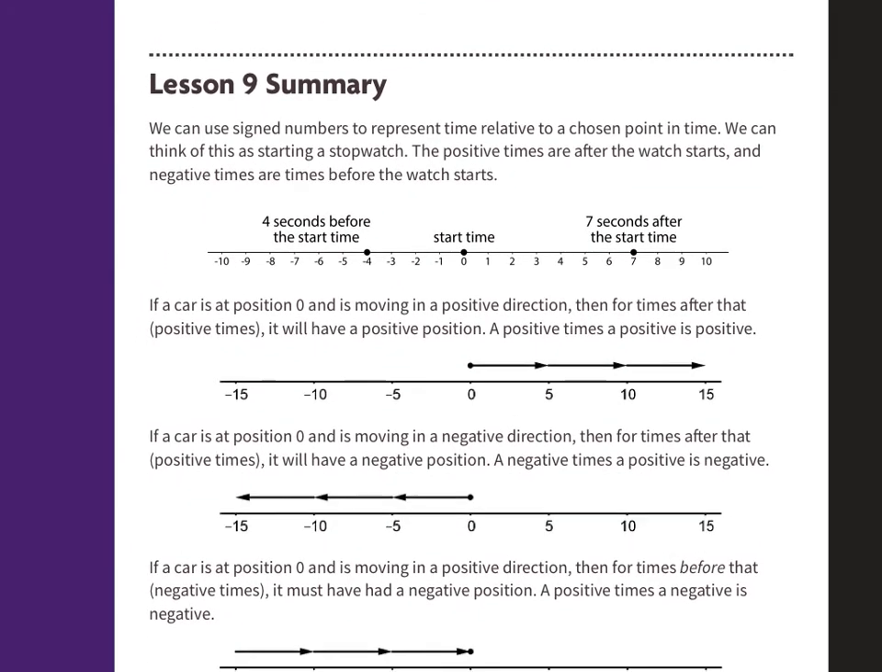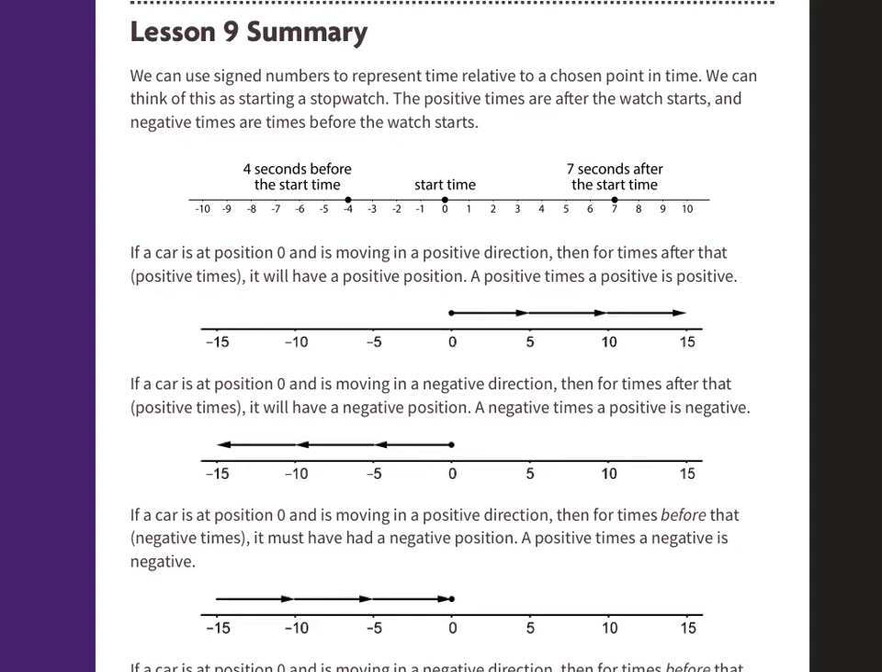So let's look at the summary. We're on page 87 now. It says, we can use signed numbers to represent time relative to a chosen point in time. We can think of this as starting a stopwatch. The positive times are after the watch starts, and the negative times are before the watch starts. If a car is at position 0 and is moving in a positive direction, then for times after that, it will have a positive position. A positive times a positive is a positive.